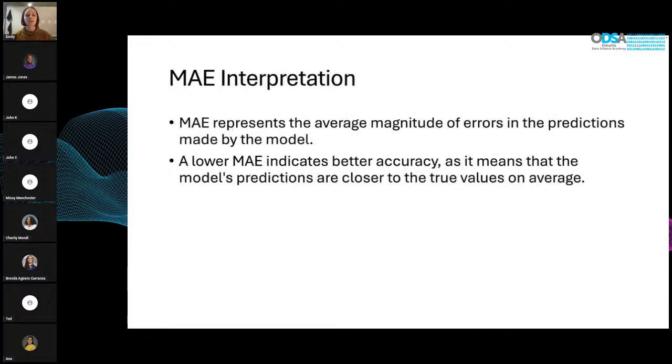Mean absolute error interpretation. It represents the average magnitude of the errors of the predictions made by the model. A lower mean squared error means better accuracy. It's a better performance, and it means that the model's predictions are a lot closer to the true values. You're approaching the true values. A higher mean squared error is a worse performance.